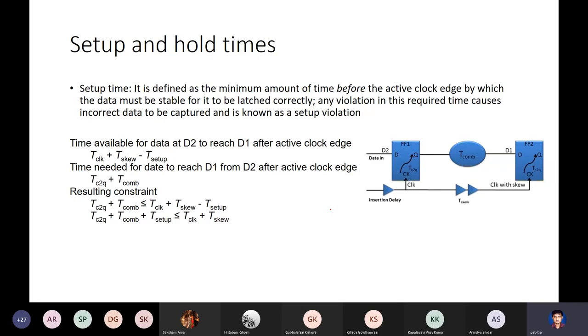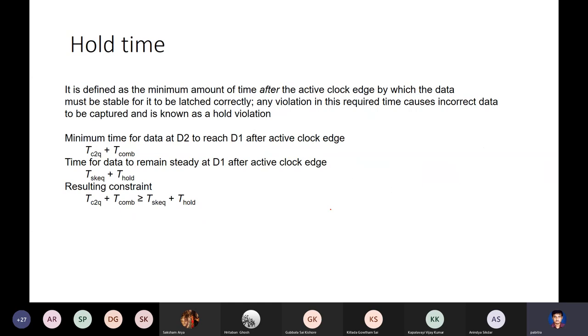So whenever you design these circuits, there will be a clock to Q delay, T C2Q, then a combinatorial delay, then the time period of the clock, then a skew time period, and a setup time. So all these constraints should be satisfied for determinate operation.